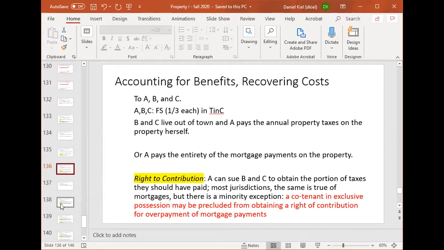So note with both accounting and right of contribution, this is kind of to Jack's question from before we started here, these are all things that can be agreed upon independent of these rules that I'm laying out for you. So if A, B, and C come together and say, listen, A, you're going to live in this property and we're not going to ever come on this property, and in order to make that worth our while, you're going to pay all the taxes, and that's what they agree to, then that's what governs. The agreement that they come to is what governs.